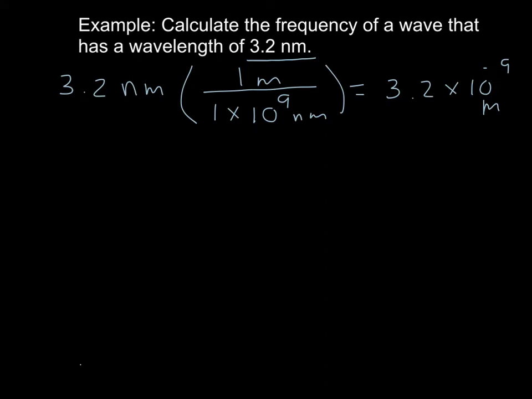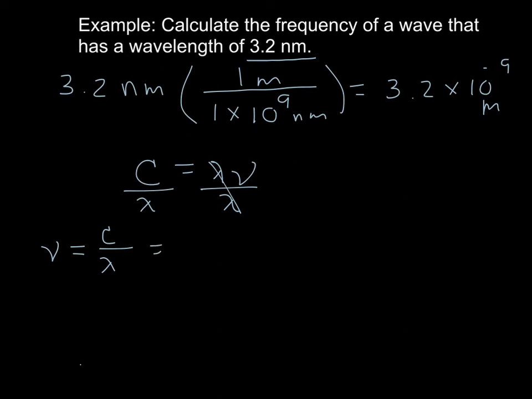We can now plug that into our speed of light equation. c equals lambda nu. We're asked for frequency, so we want to get nu. Let's rearrange the equation before we plug and chug. In order to do that, we divide by lambda on both sides. So frequency, nu, is equal to the speed of light divided by the wavelength, or lambda. Now we can just plug and chug.